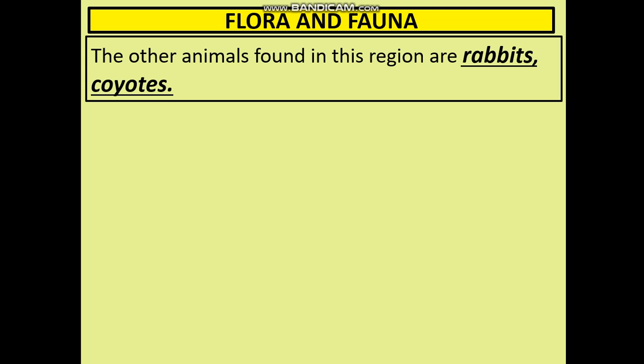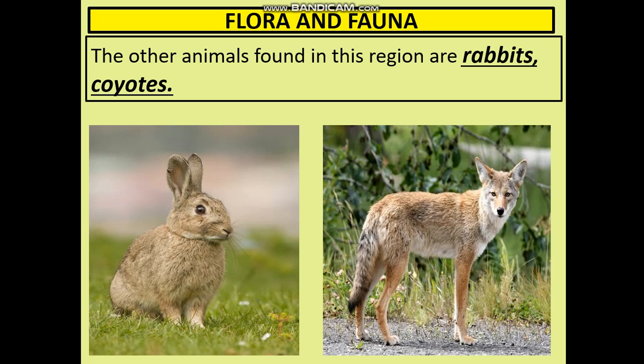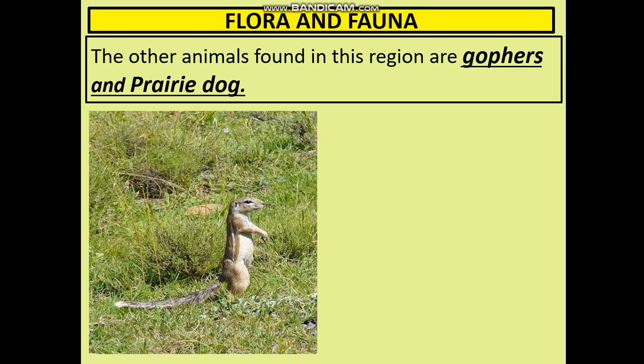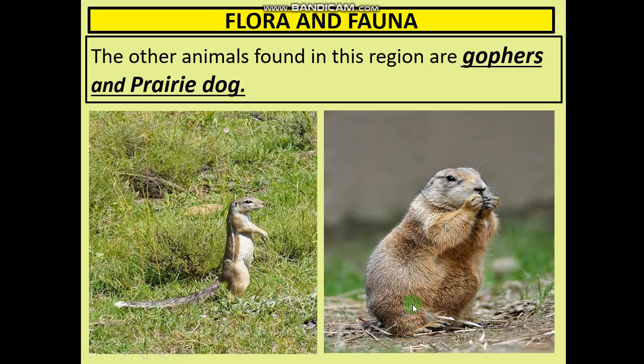The other animals found in this region are rabbits and coyotes. It is also from the family of fox, looks like a fox, but the name is coyote. The other animals found in this region are gophers and prairie dogs.